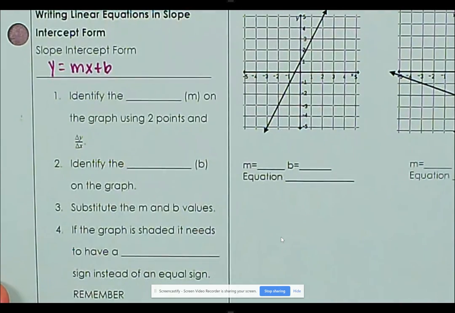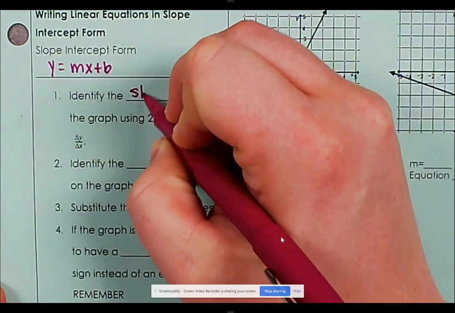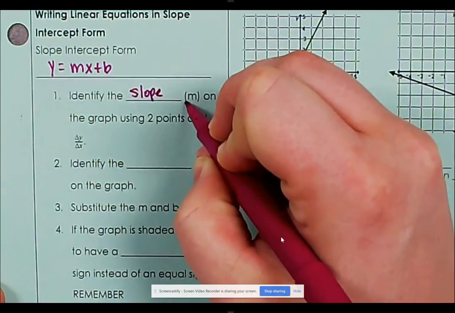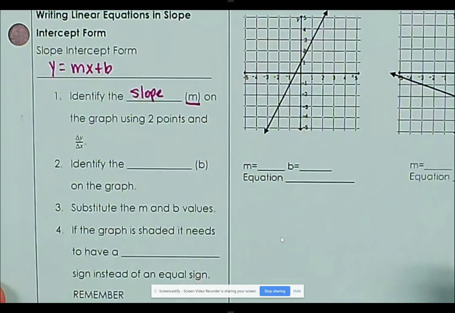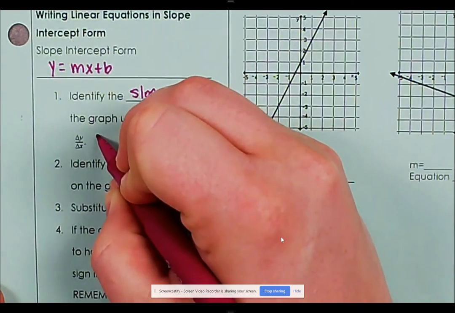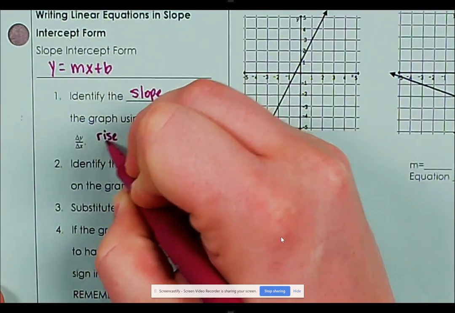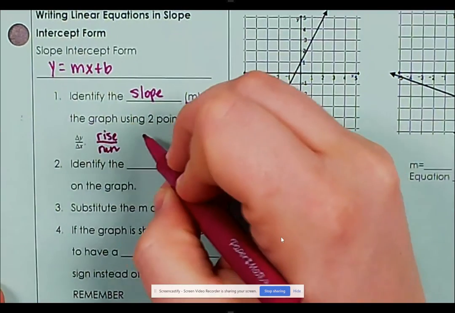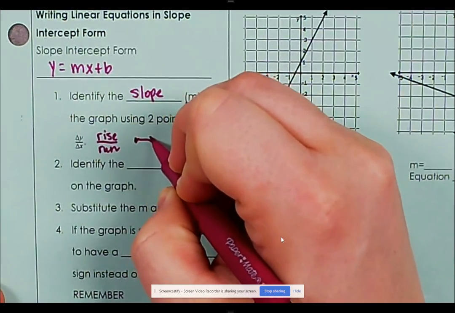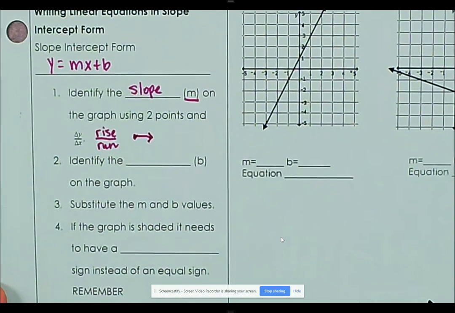The first step is to identify the slope or the m on the graph. And we're going to do that by using 2 points and counting the change in y or the change in x. And remember, that is done by doing the rise over the run. You're always going to want to move from the left to the right whenever we're looking for the slope.